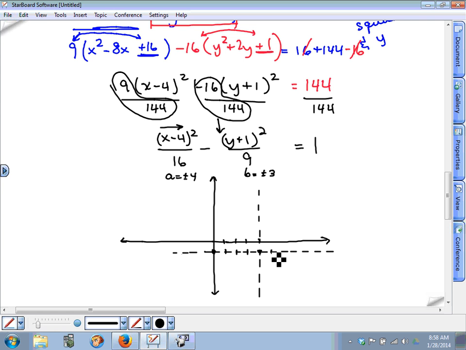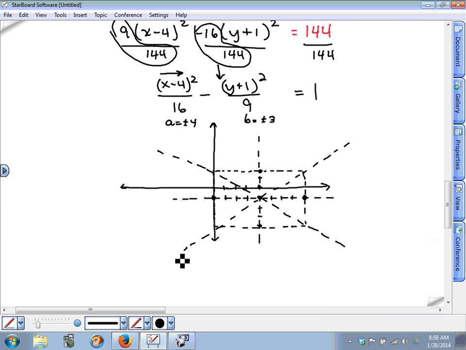So go over to the left 4, and to the right 4, and then up 3, and down 3. Draw the central box. Using the central box, draw your slanted asymptotes through the corner and the center. Okay, and since this is a horizontal hyperbola, it's going to be in the right side and the left side of these asymptotes.